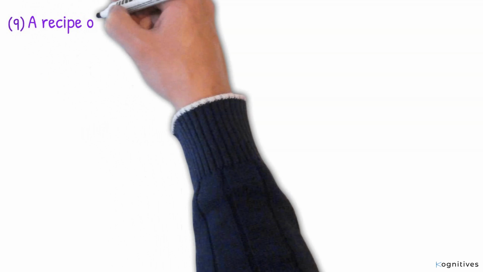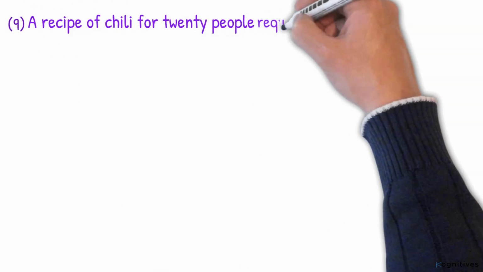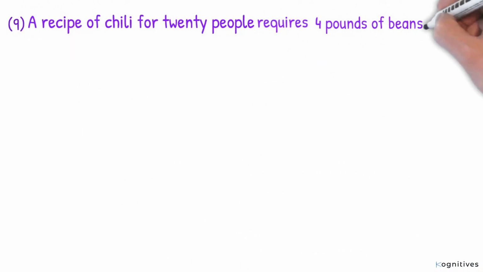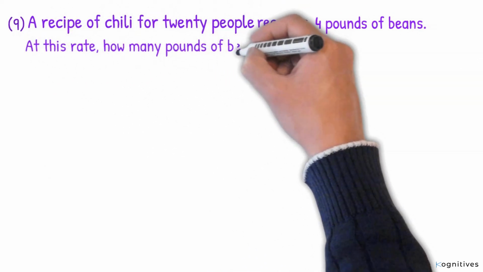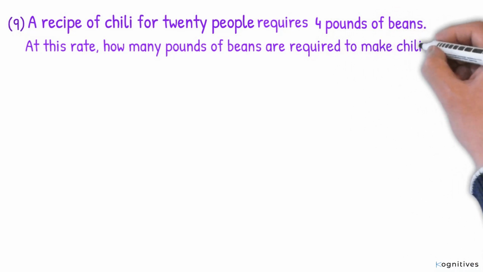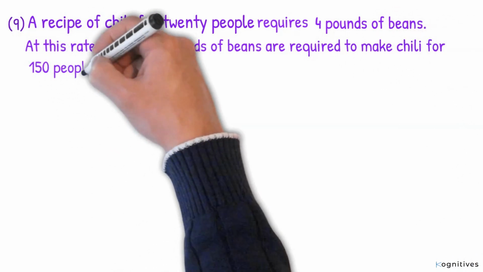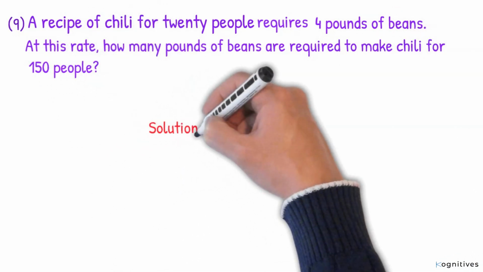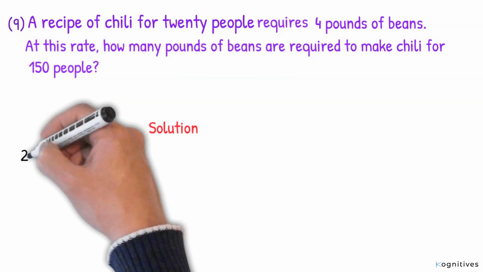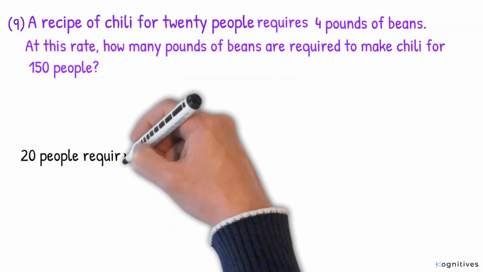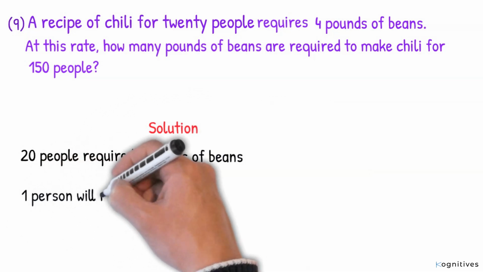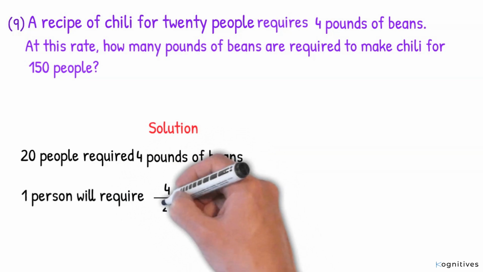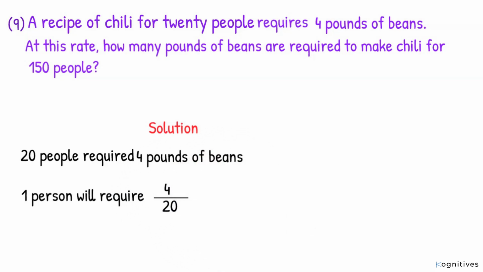The next question says, a recipe of chili for 20 people requires 4 pounds of beans. At this rate, how many pounds of beans are required to make chili for 150 people? Now, solution. 20 people require 4 pounds of beans. Then one person will require 4/20 pounds of beans.